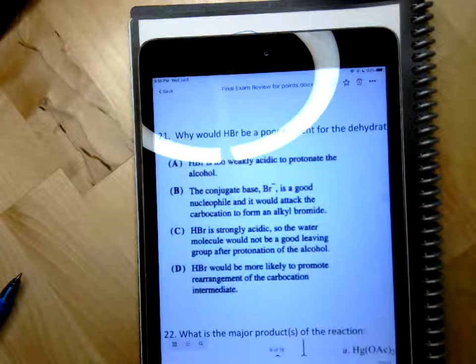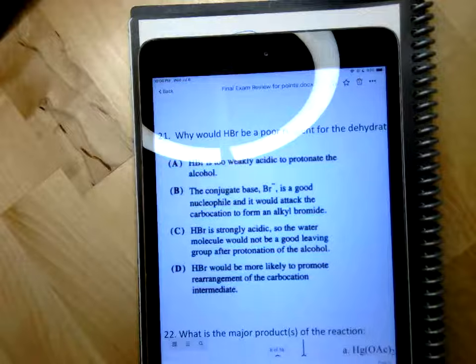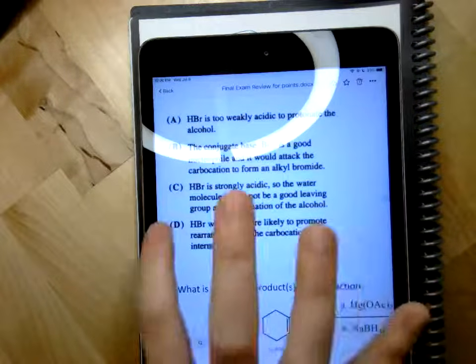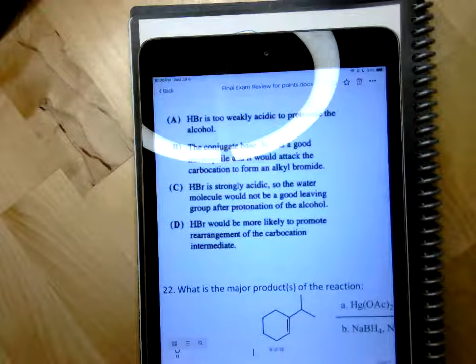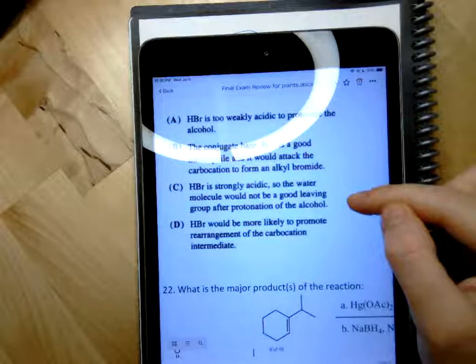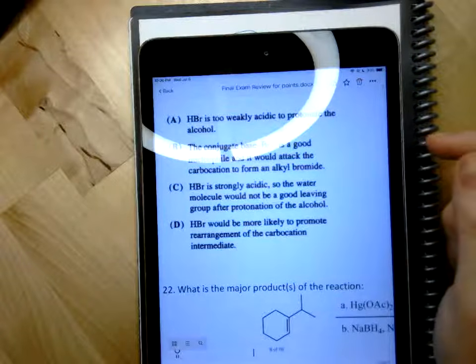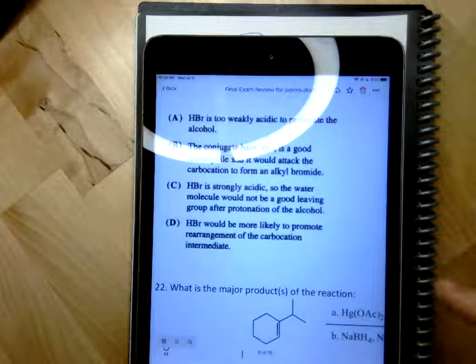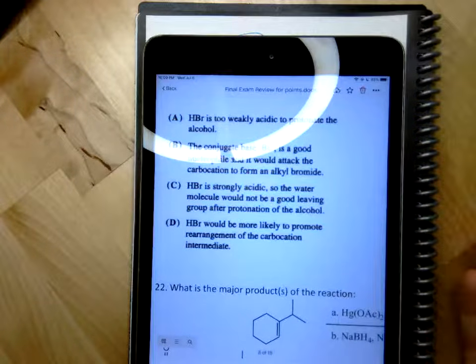Answer choice B, the conjugate base Br minus is a good nucleophile and would attack the carbocation to form an alkyl bromide. I think that's definitely a possibility, so I'll put B as a maybe. C, HBr is strongly acidic, so the water molecule would not be a good leaving group after protonation. That doesn't make sense, because if water is protonated, then it is a good leaving group. So C can't be the right answer.